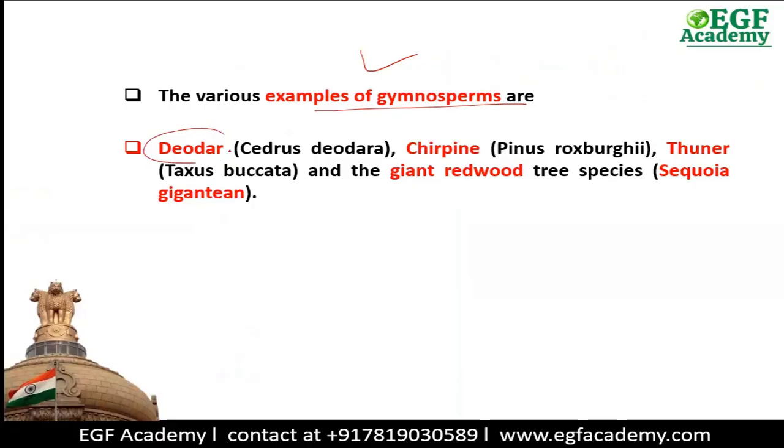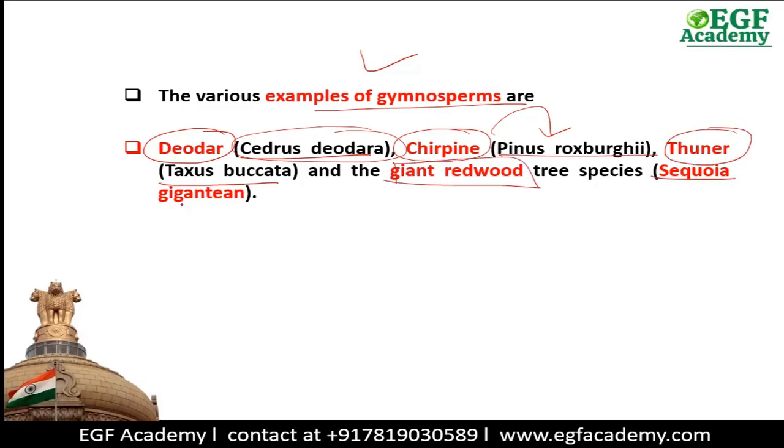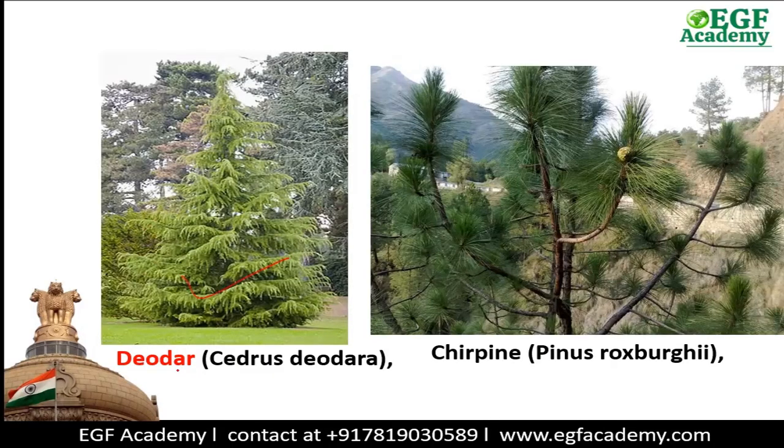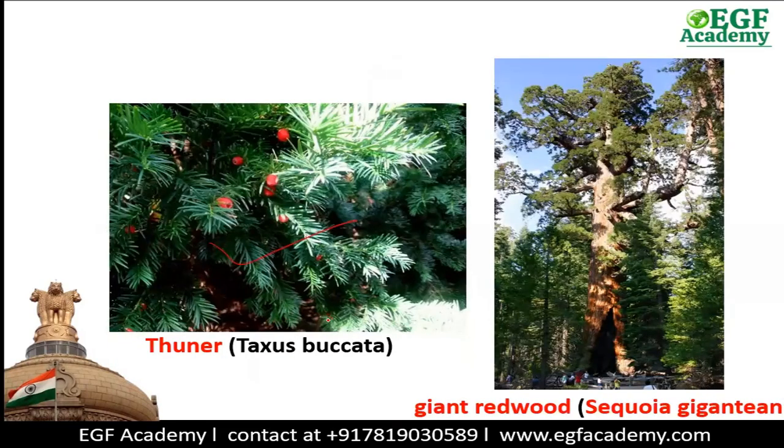For example, Devdar, Cedrus deodara, its scientific name. Chir pine, its scientific name is Pinus roxburghii. Scientific names are very, very important, which you need to remember. Then there is Thuner, that is Taxus baccata. Giant redwood, that is Sequoia gigantea. This is Devdar tree, Cedrus deodara. Chir pine, Pinus roxburghii. This is Thuner, Taxus baccata. This is giant redwood. This is a large tree, scientific name Sequoia gigantea.